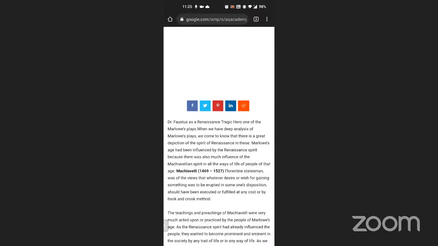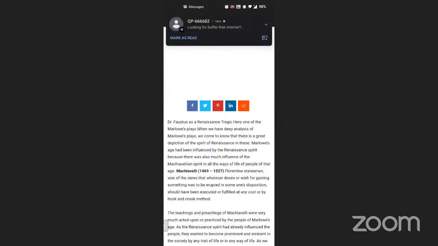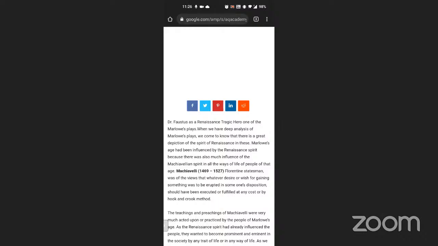Dr. Faustus as a Renaissance tragic hero, one of Marlowe's plays. When we analyze Marlowe's play deeply, we come to know that there is a great depiction of the spirit of the Renaissance in it. When you read Renaissance texts, Old English texts and Middle English texts, you will find that there is a huge difference between these texts. Marlowe's age was influenced by the Renaissance spirit because there was also much influence of the Machiavellian spirit in all the ways of life of people, the age of Machiavelli.